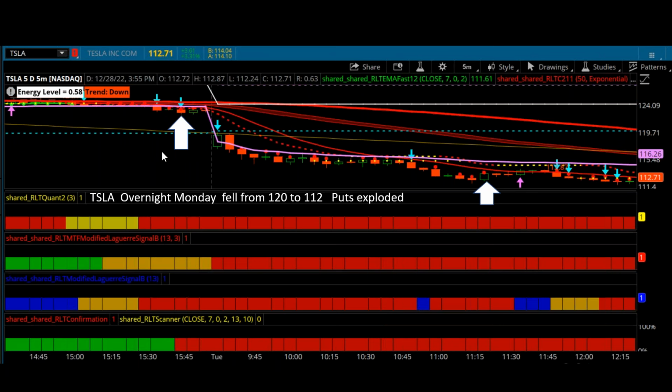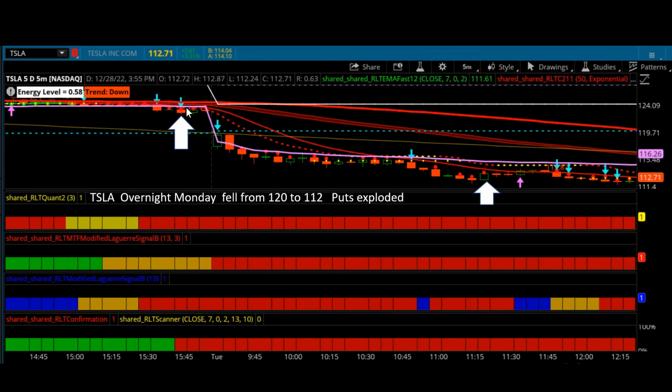This was a Tesla trade we took overnight off of the indicators. Don't pay attention to the VWAP. Well, do pay it. This is a 5-minute chart, so yeah, the VWAP matters. It was breaking below the VWAP at the end of the day. Everything was yellow and red, so I knew it was bearish, and it was into the day's close. So we took puts for overnight.